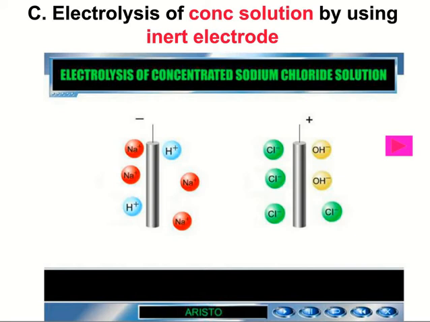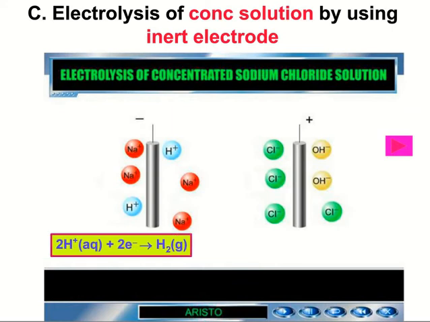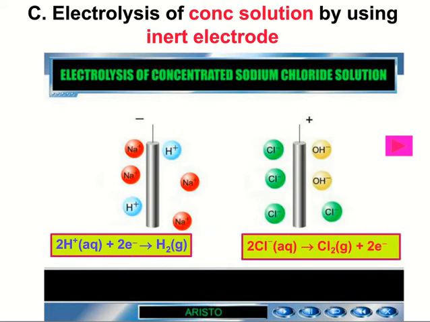See this example. Electrolysis of concentrated solution using inert electrode. We have Na+ and H+ ions at cathode, Cl- and OH- ions at anode. Observed: see hydrogen gas liberation at cathode and chlorine gas liberation at anode.